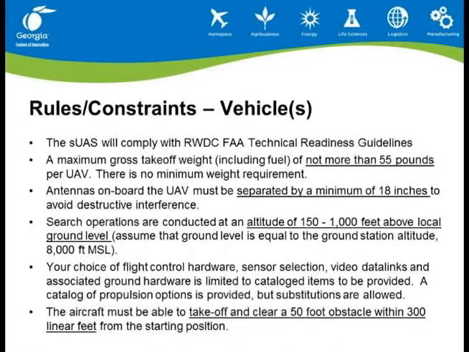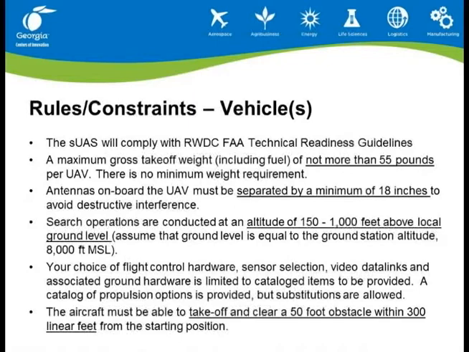So some of the rules and constraints that we're looking at with the vehicles: we have to follow some of the FAA guidelines, and those are in the documents that you received from the Real World Design Challenge. One of the key requirements is that any of the vehicles, the UAVs, cannot weigh more than 55 pounds. We'll see later in the briefing that that is a key requirement. It limits the amount of payload we can carry and the amount of time we could be in the air to search for this scout.